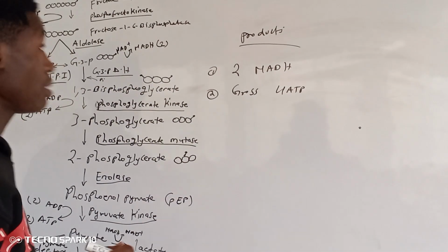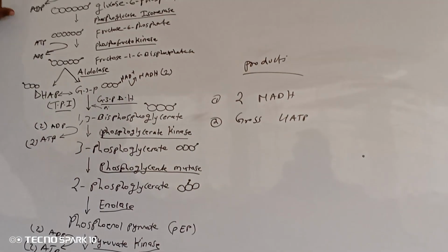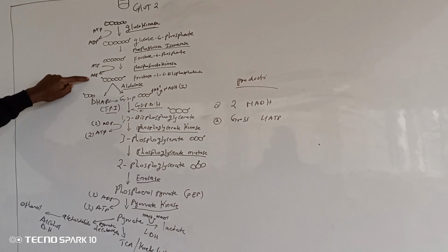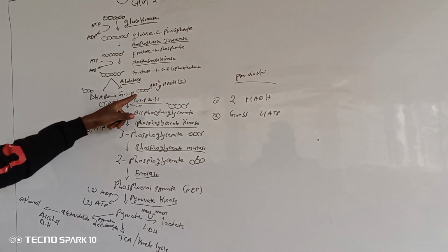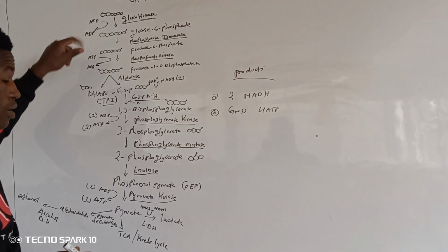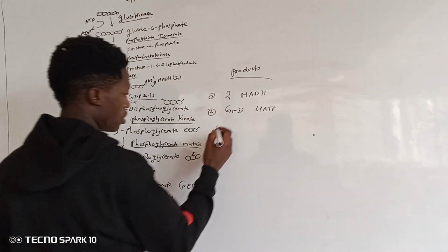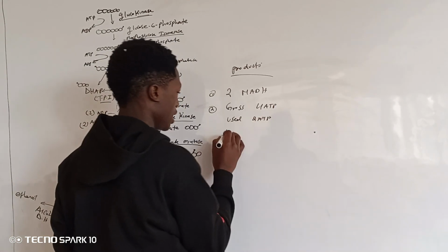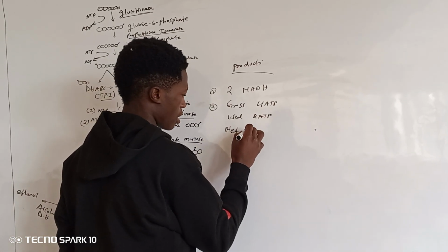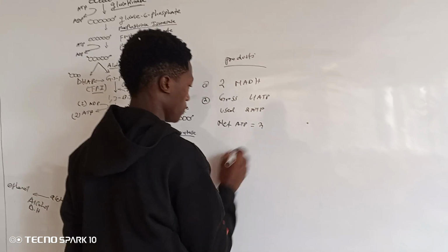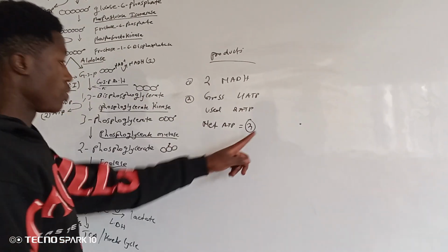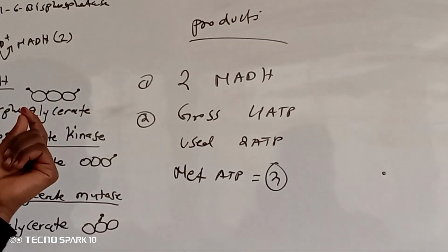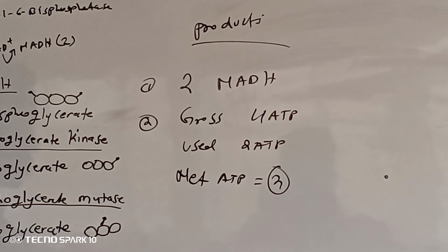But how many did we use, guys? Remember, when we started glycolysis, we used two molecules of ATP, here and here. Because remember, before we got to glyceraldehyde 3-phosphate, everything here occurred once. So what have we used? We used 2 ATP. So what is net ATP? Net ATP is going to be 2. So we generate 2 molecules of ATP from glycolysis, and the generation of ATP through this process is called substrate level phosphorylation.